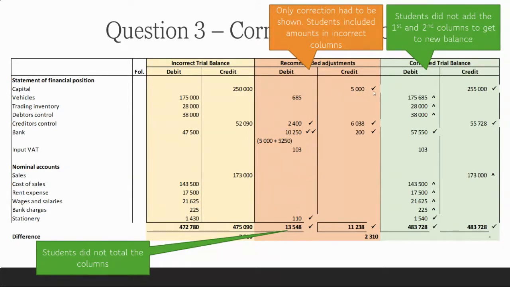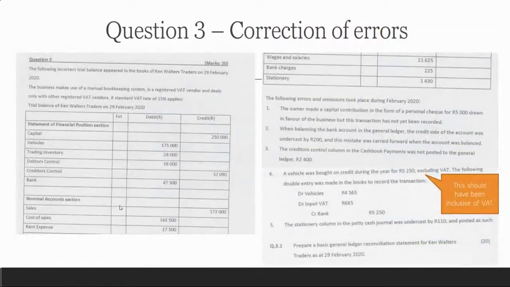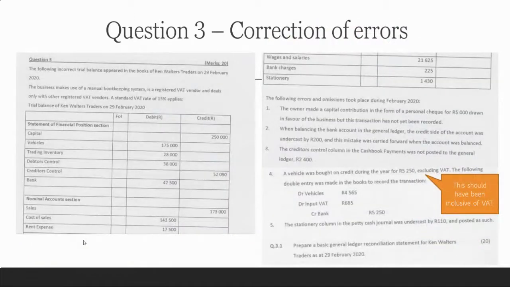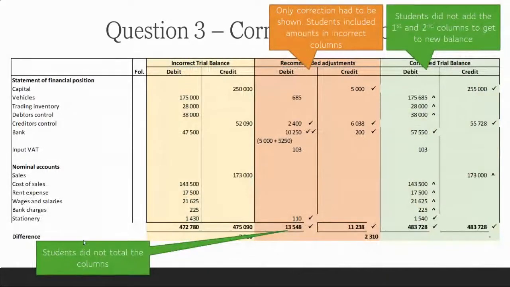Now the first entry, we said we contributed capital, which is 5,000. We increased the capital account and we increased the bank account with 5,000. Then the second entry, if we go back, was the balancing of the bank account. The credit side of the account was under cost by 200 Rand, and this mistake was carried forward. So 200 Rand was included in there.